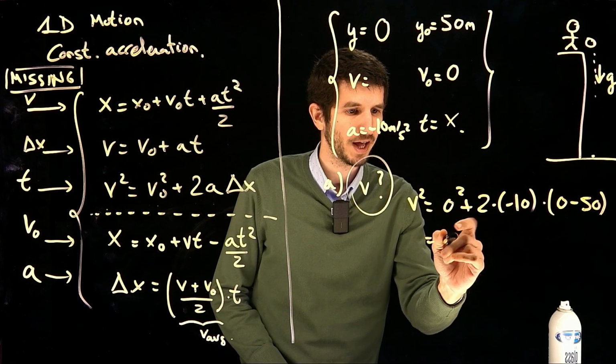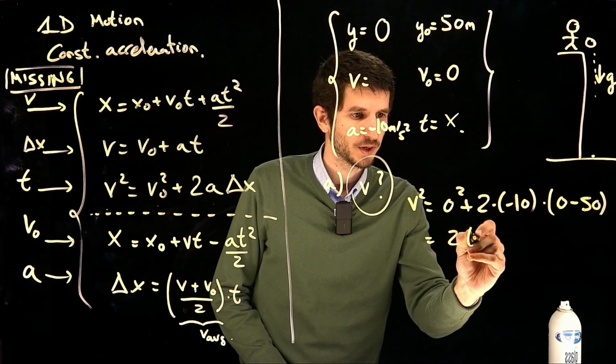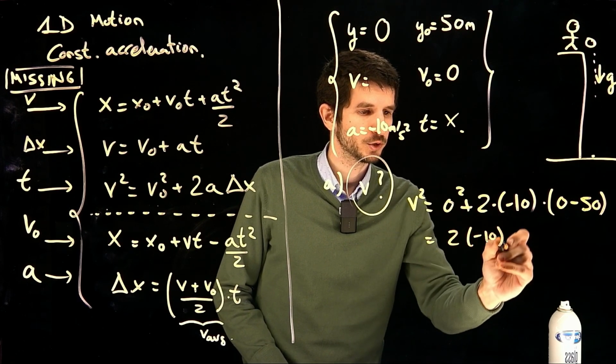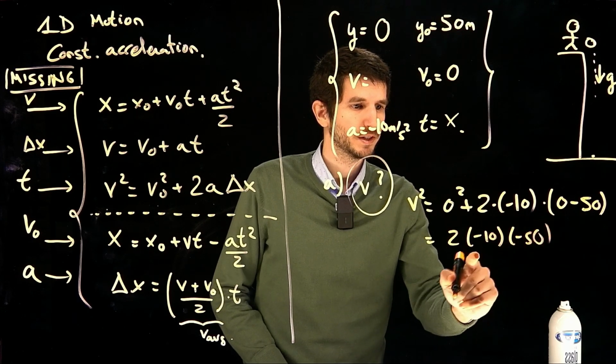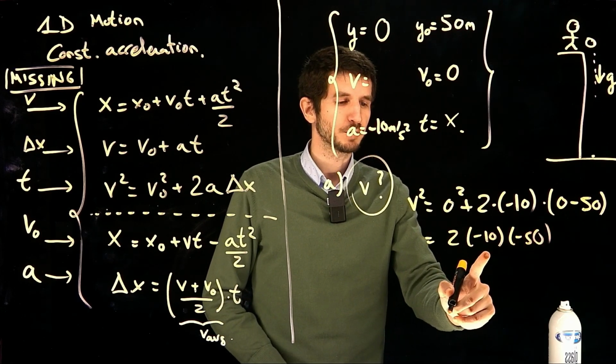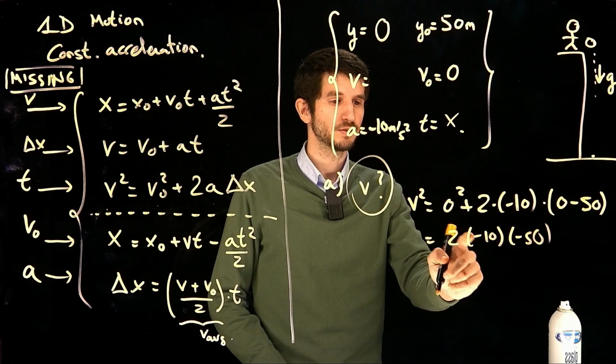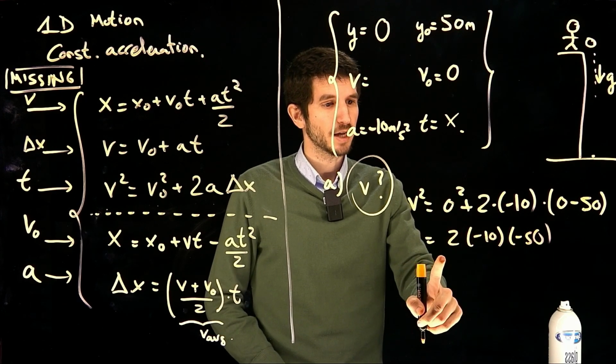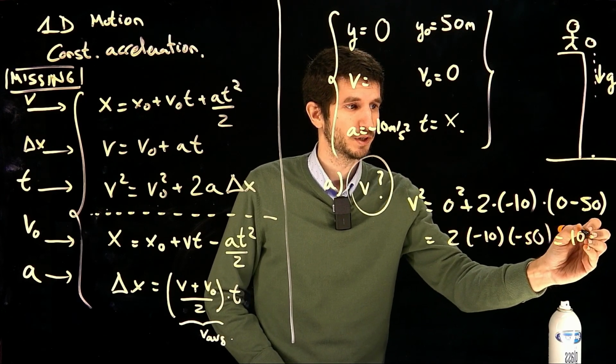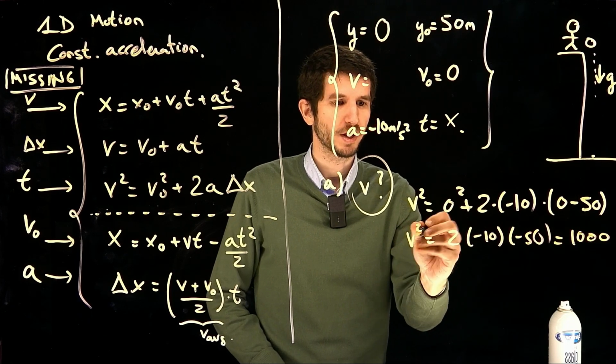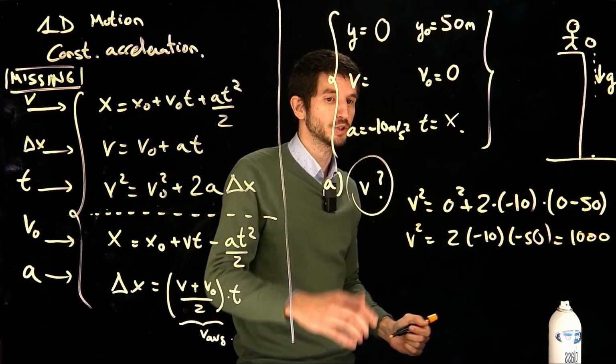So we're going to have 2 times minus 10, times 0 minus 50, which is minus 50. Minus 50 times minus 10 is 500 positive, negative times negative is positive, times 2, that's going to be 1000. So we find that the final velocity is 1000, but this is the final velocity squared.